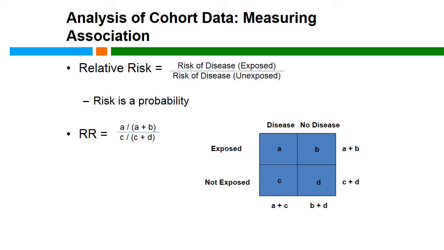A major advantage to the cohort design is the ability to estimate the relative risk. That is, the risk of disease among the exposed compared to the risk among the unexposed. In our simple 2x2 example, the risk of disease among the exposed is A over A plus B, while the risk of disease among the unexposed is C over C plus D. The ratio of the two is the relative risk for a disease given exposure.